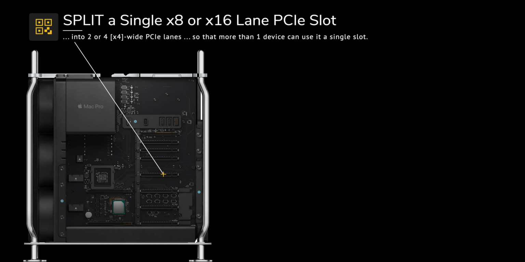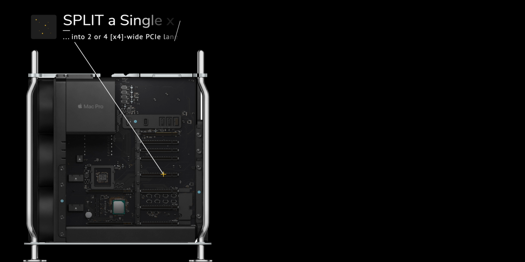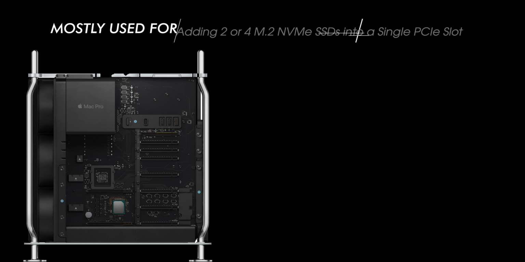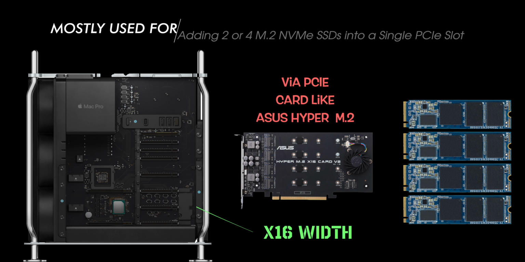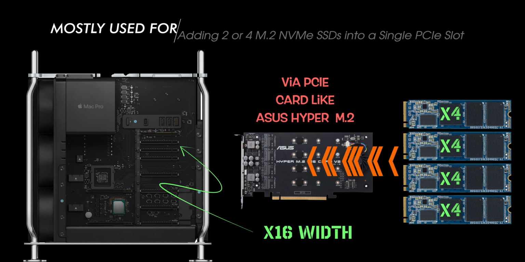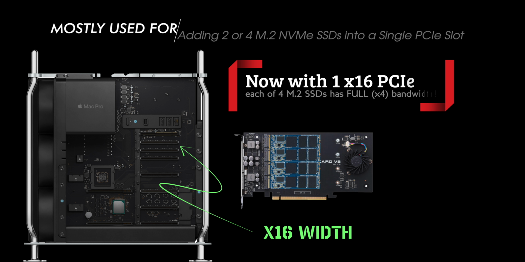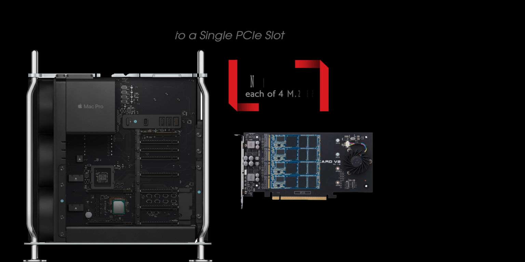So before we even begin, what is bifurcation? It is a CPU feature enabled through BIOS or EFI, which allows us to split a PCI Express slot, usually 8 or 16 lanes wide, into smaller chunks of just 4 lanes each. This is usually accomplished by using a card like the Hyper M.2 from ASUS here, which has a 16-lane wide bus. However, we can add four 4-lane wide M.2 NVMe drives inside it, and all of them can actually utilize full bandwidth to the PCI slot through one PCI Express card.